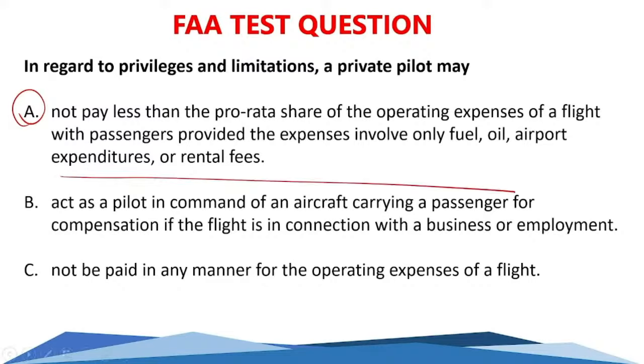It's not pay less than the pro rata share, which is basically the equal share, of the operating expenses, which can include the following. It basically could involve only fuel, oil, airport expenditures, or rental fees. If we look at the others here, we had about 15% with C. And I like the thinking because you can't actually be compensated. But remember, when we say not be paid in any manner, really the only manner that we could be paid in this example is basically splitting that cost, which is known as that pro rata share. So that's the reason why C is incorrect.